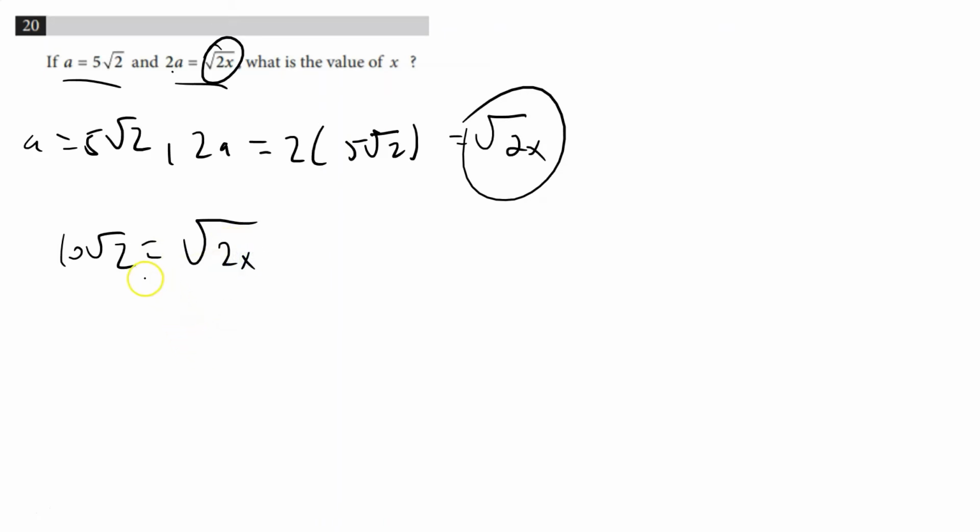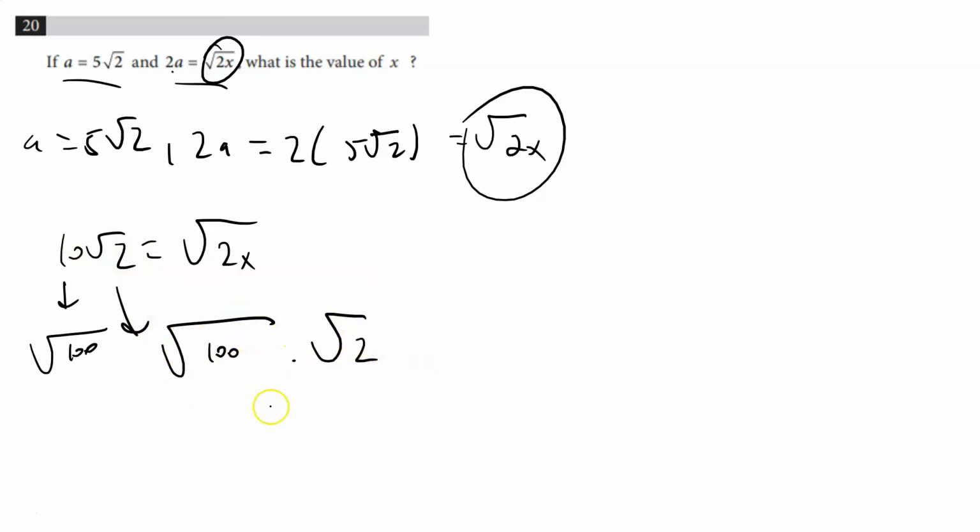And okay, to solve for x in this situation, we'd need to get everything under the radical on both sides, right? So how can we do that? Well, you can recognize 10. What does 10 equal? 10 equals the square root of 100. So we can rewrite this left-hand side as square root of 100 times square root of 2, or square root of 200. This right side stays the same. Square root of 200 equals the square root of 2x.